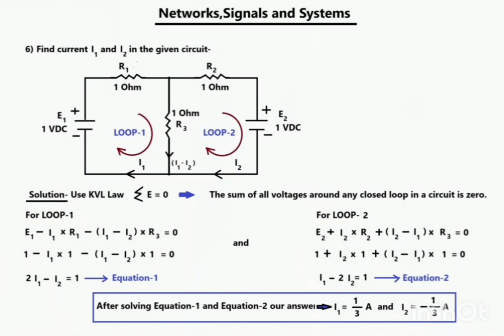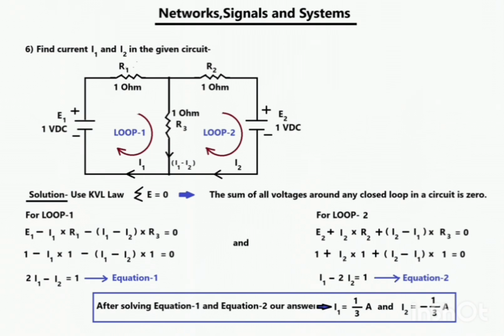Hello. Question 6. Find current I1 and current I2 in the given circuit. Solution. We use Kirchhoff's voltage law to solve this problem. The sum of all voltages around any closed loop in a circuit is 0.